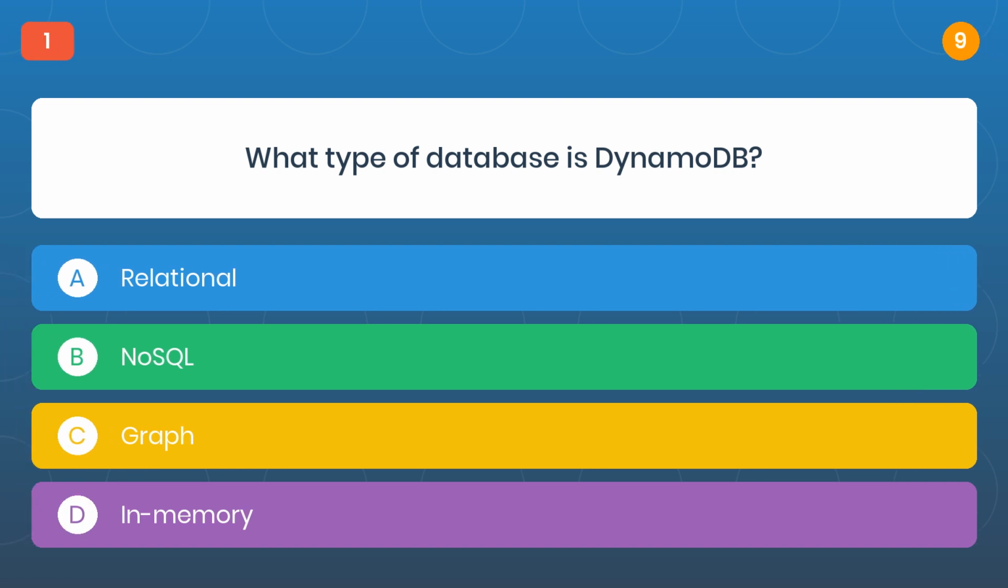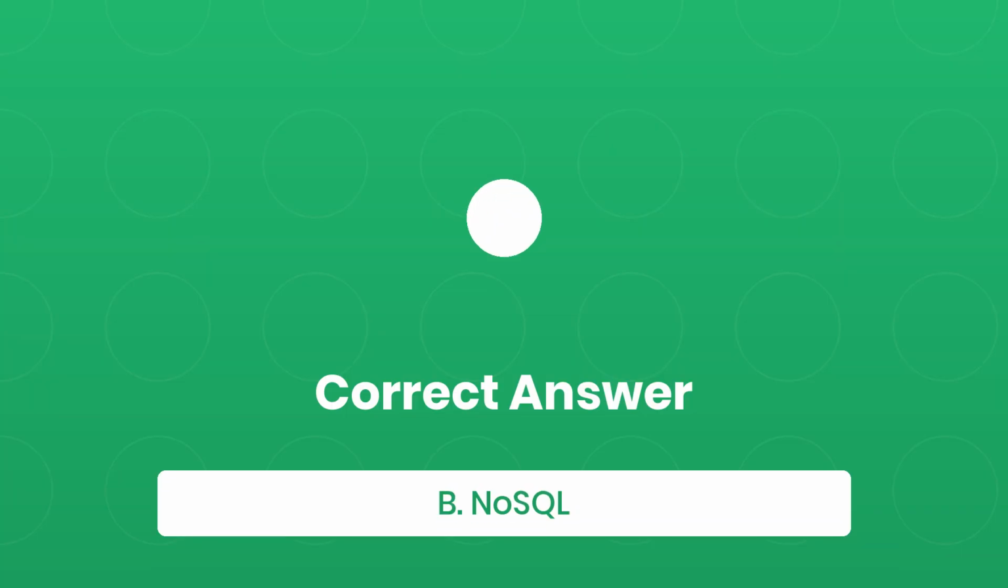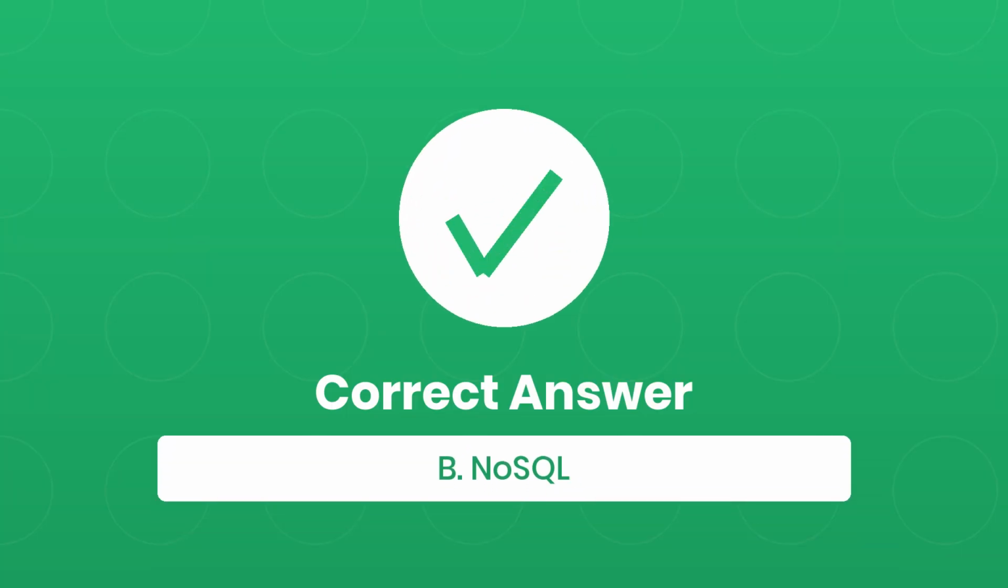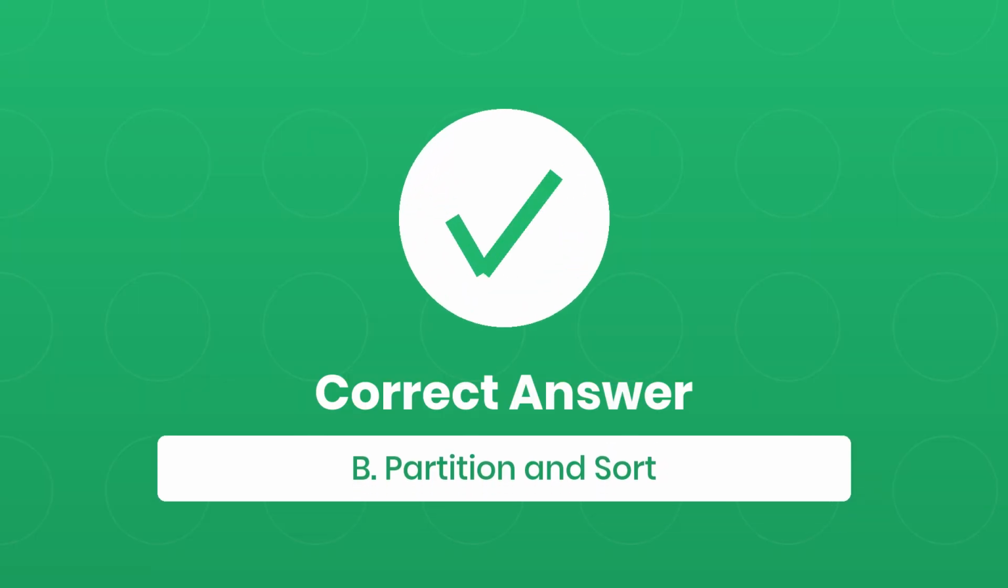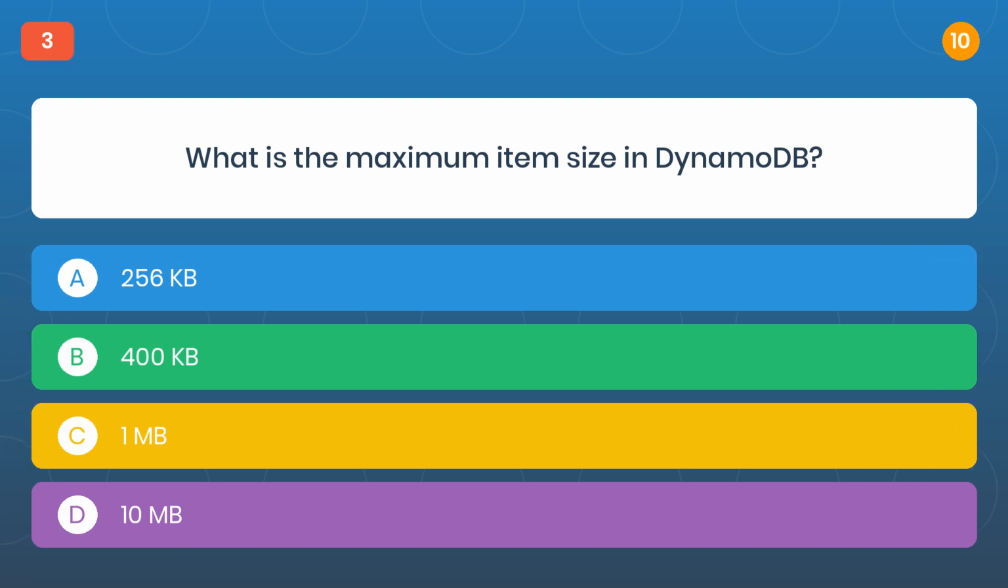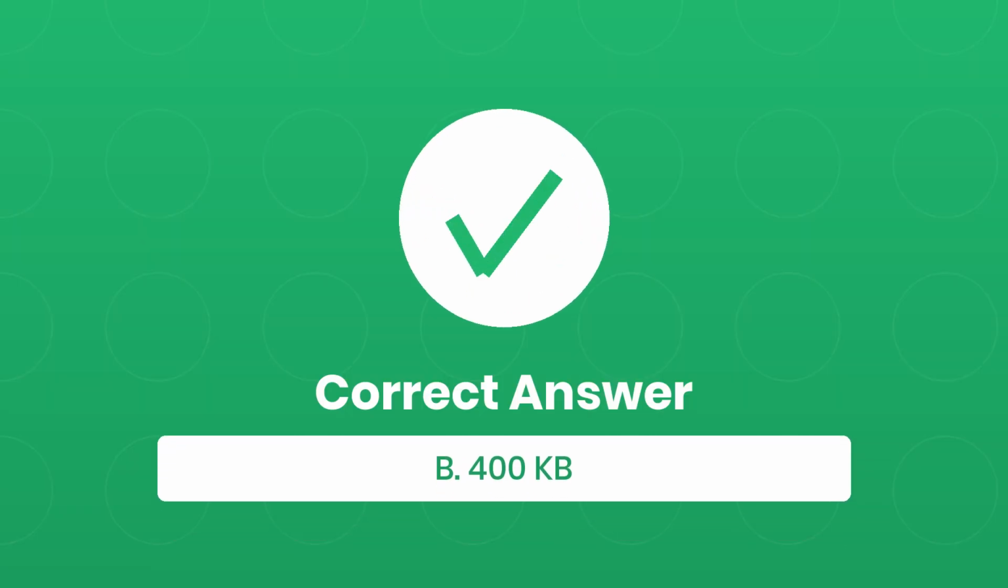Question 1. What type of database is DynamoDB? The correct answer is B, NoSQL. Question 2. What are the two types of primary keys in DynamoDB? The correct answer is B, partition and sort. Question 3. What is the maximum item size in DynamoDB? The correct answer is B, 400 kilobytes.